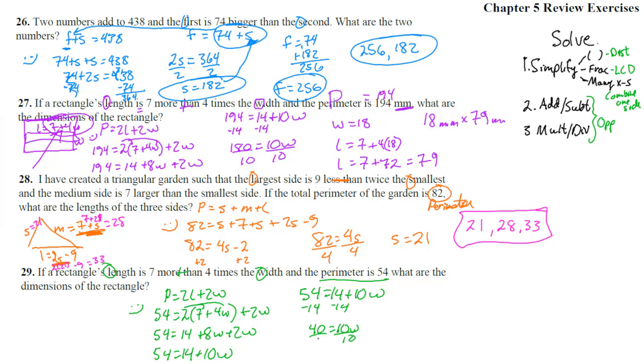Divide by 10, divide by 10. W equals 4. Now we go back and we say, L, remember the L, we didn't write it over here, but L is 7 more than 4 times the width. So if we go L is 7 more than 4 times 4, we get 7 plus 16. That's L is 23. So let me see here. Is 4 and 23 the two dimensions? Are we meters, inches, feet? Does it tell us? It does not. So we're good to go.